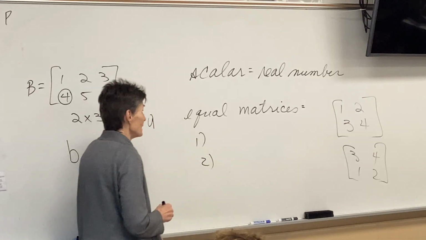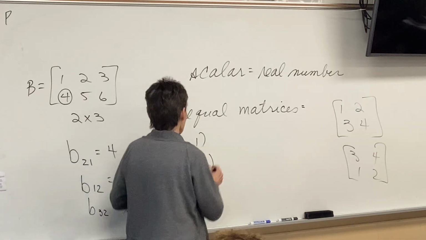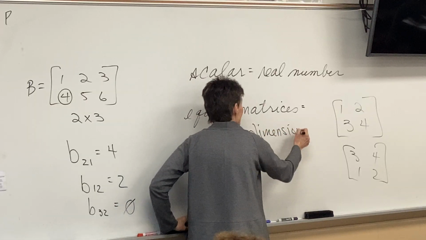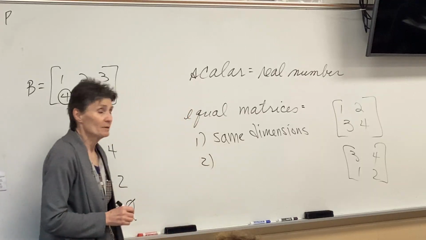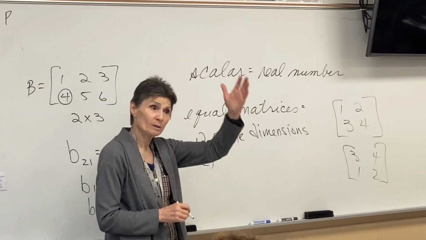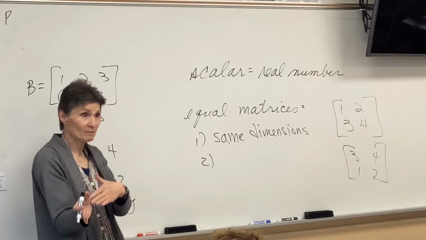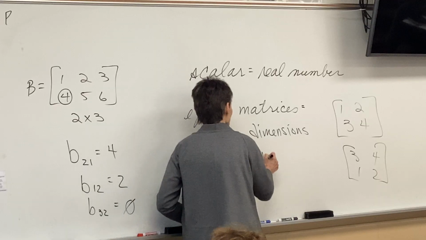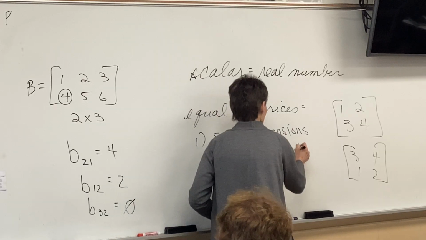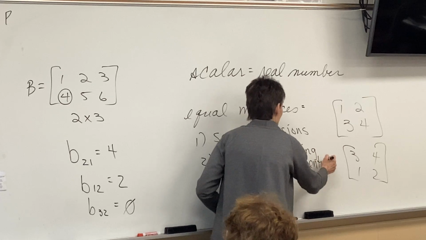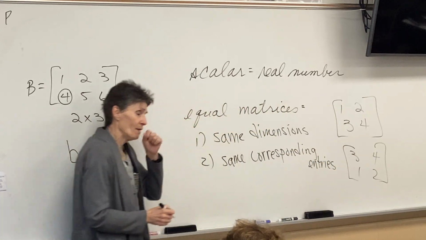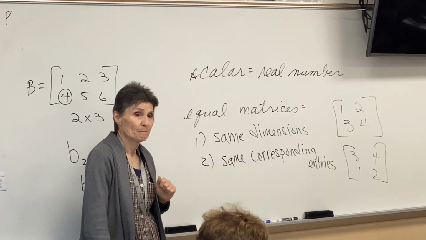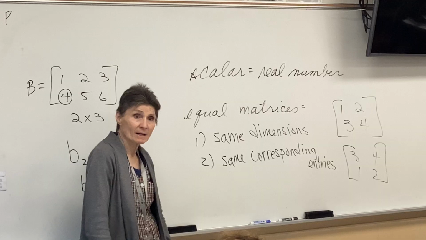Two-part definition, equal matrices. First of all, they have to have the same dimensions. They cannot be equal if they do not have the same size. They must be the same size. They don't have to be square. They can be 2 by 3 or 5 by 8 or something, but they both have to be exactly the same size. And they must have the same corresponding entries. And what that means is, that's just math language for, they have to have the same numbers in the same spots. Same numbers, same spots.